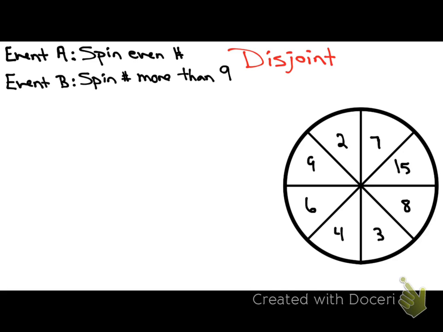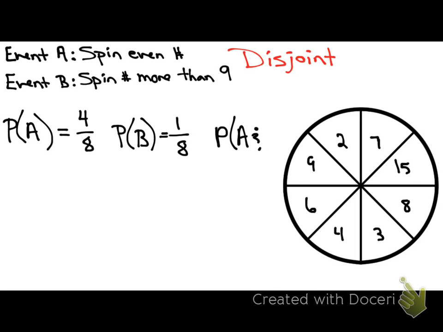All right, so here's what's just going to be a little different now. I still calculate the probability of A. How many even numbers are there? 4 out of 8. How many numbers are more than 9? Only 1. And since there are no common events, there are no events in common. You see that 0? That's not even necessary to write.